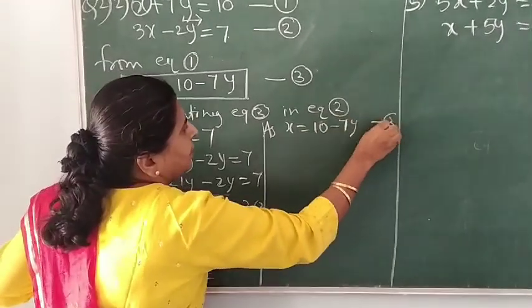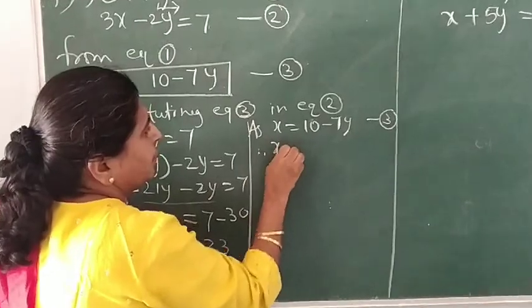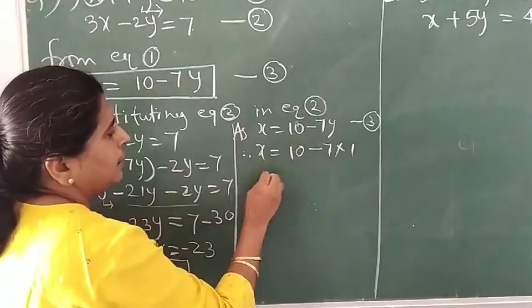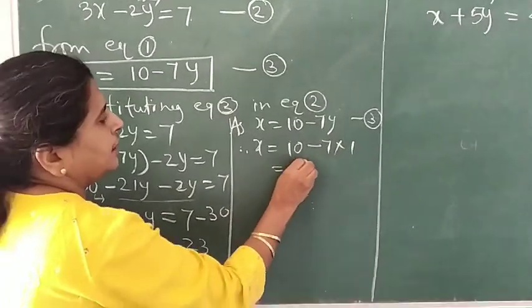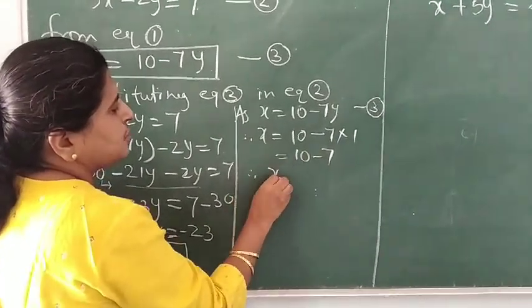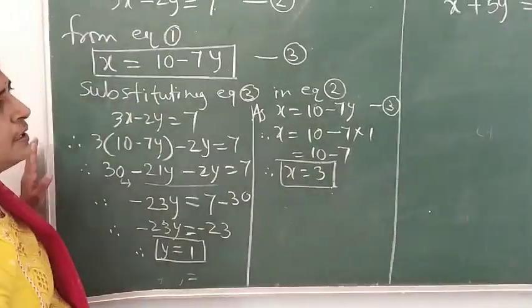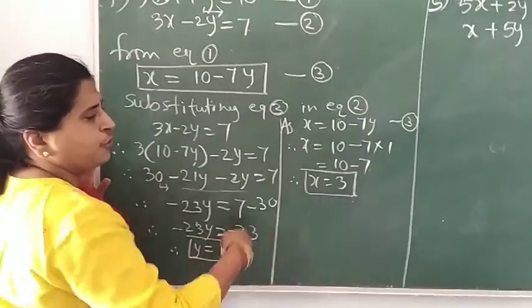This is your equation 3. Therefore, x is equal to 10 minus 7 into y. Value of y is 1. Therefore, x is equal to 10 minus 7, and therefore x you got is 3. So this way you have got the values of the two variables.